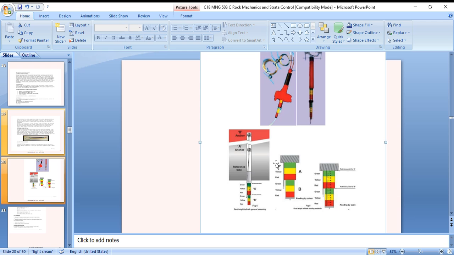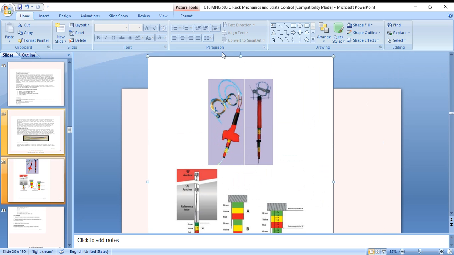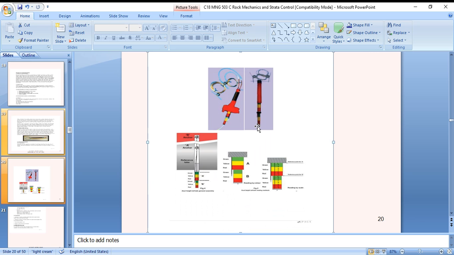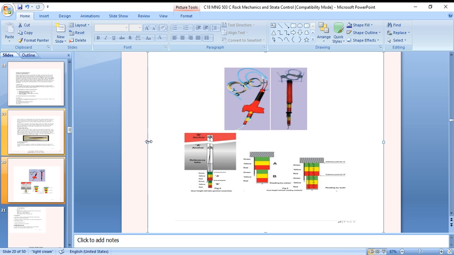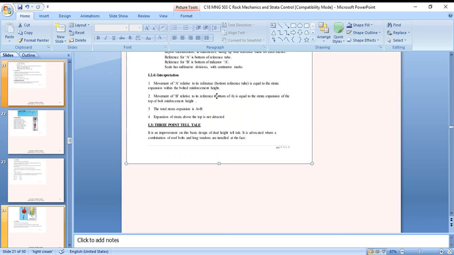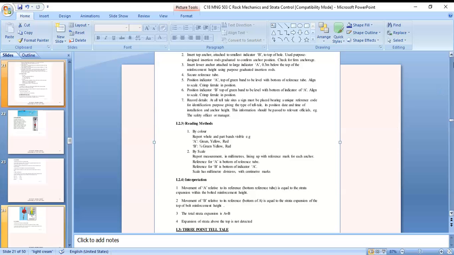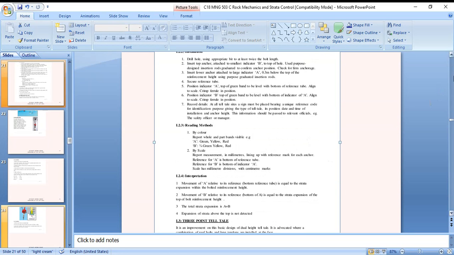This is the roof bolting shown here. How to insert it inside is very clearly mentioned here. While inserting against the wall, it will be tightened. Installation of a roof bolt is given here.